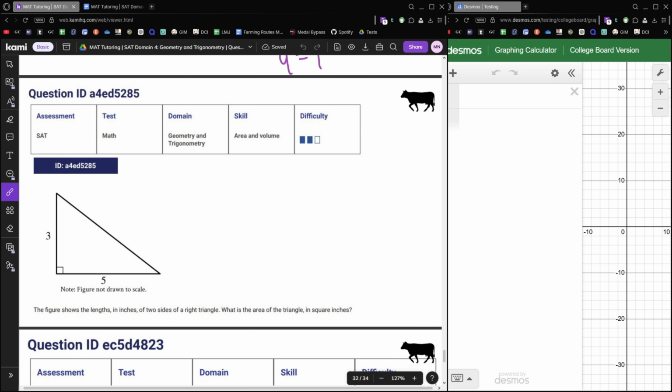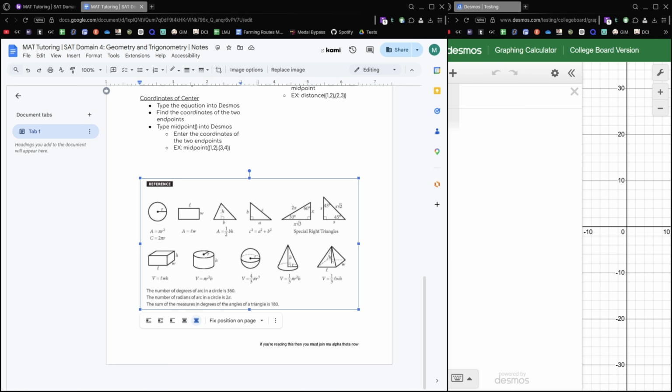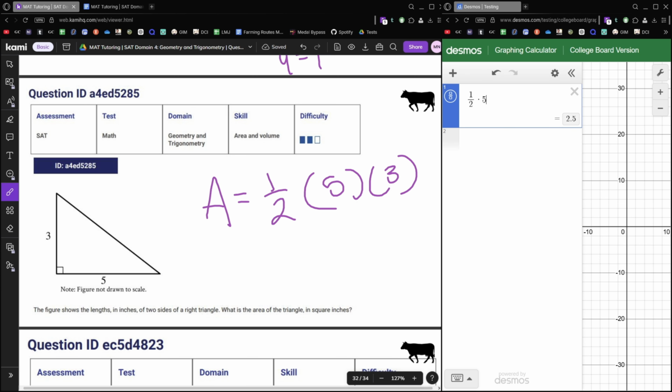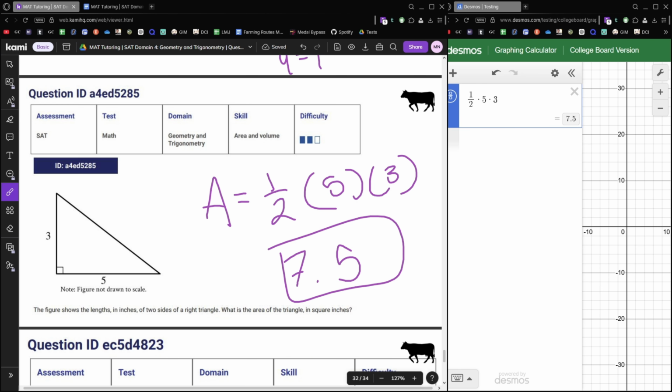Slide number 32. Here they give us a right triangle and they ask us for the area. I don't think we need to take a look at the notes for this one, but just in case, the area of a triangle is on the reference sheet. It's the third shape at the very top. Area is equal to 1/2 times base times height. So area is equal to 1/2. The base would be 5 and the height would be 3. Let's go ahead and put this in Desmos, and we get our answer would be 7.5 square inches.